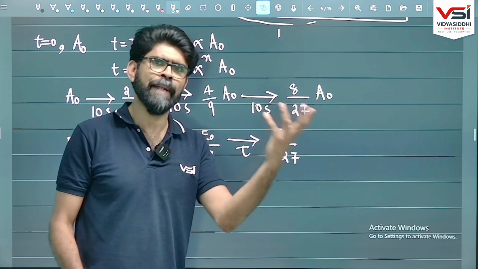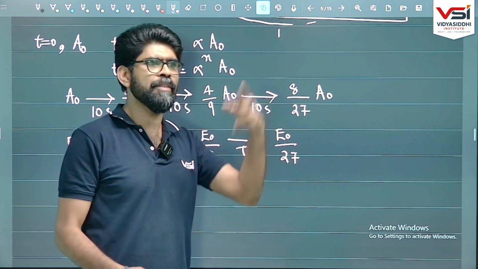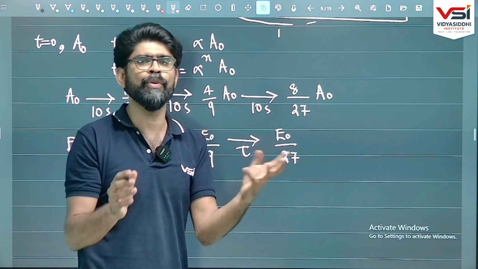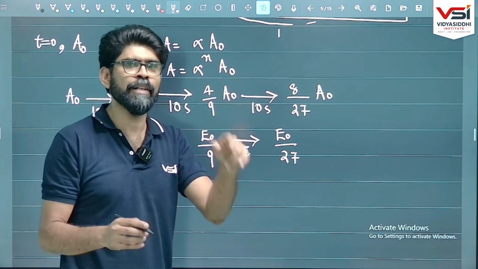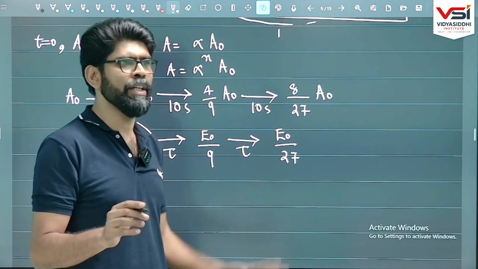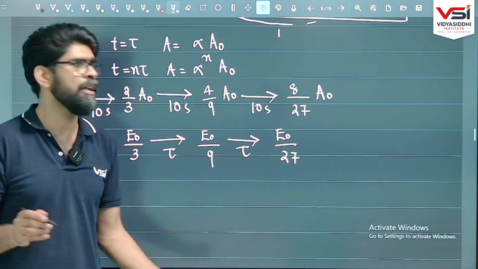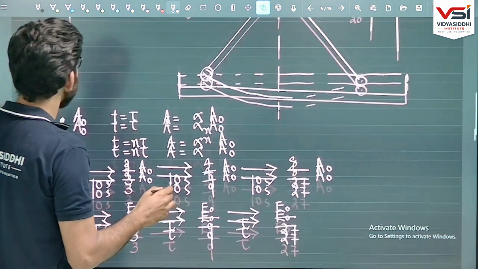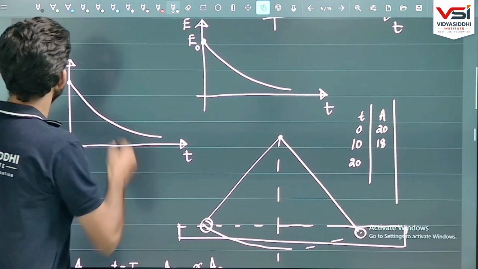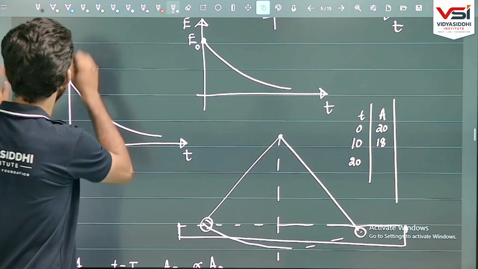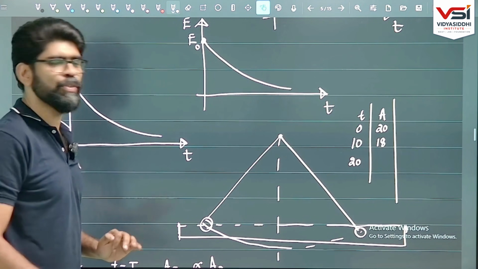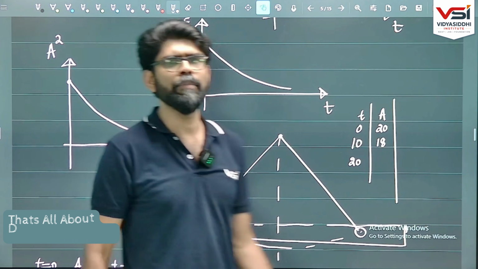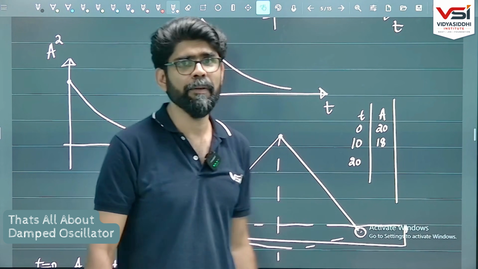Graph drawing is a practical case. Now they can ask you which of the graphs will be true for damped oscillations, and then you can easily opt for the one which is exponentially decreasing. All of you know about an exponential curve which we have already seen here, this kind of a variation. This is valid for energy, amplitude, and also A squared. So that's all about the damped oscillator. Thank you.